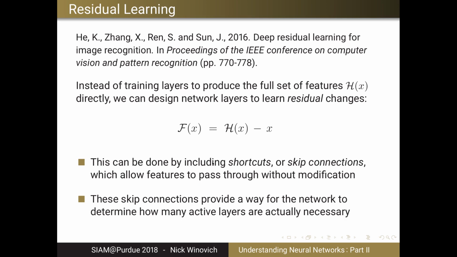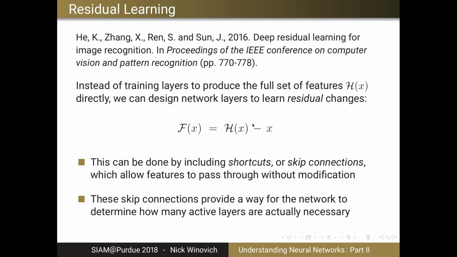And this can be implemented into neural networks by adding what are referred to as shortcuts or skip connections. And these allowed the inputs to pass through unchanged, and then we can use that unchanged value to basically force the network to learn in this fashion.